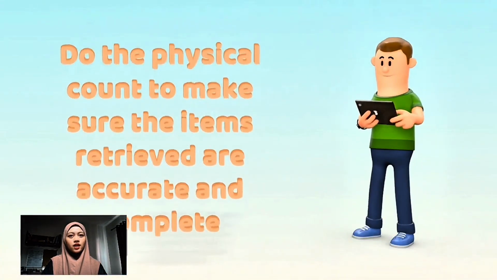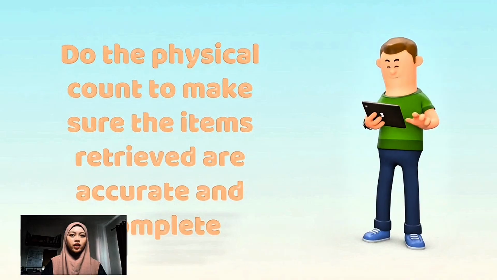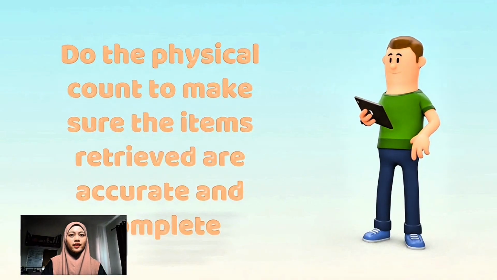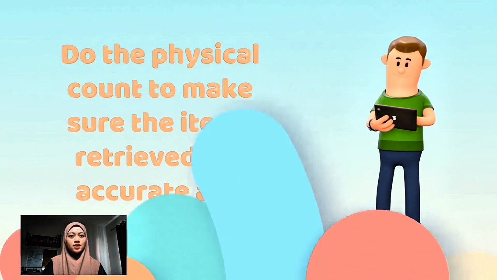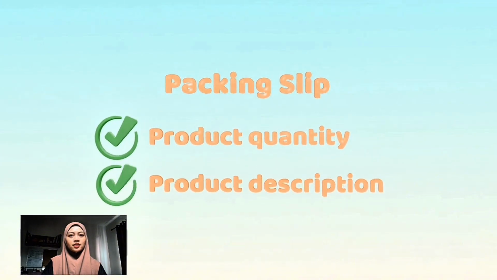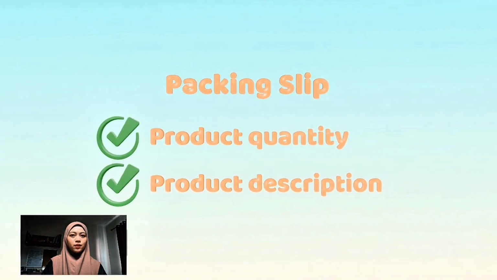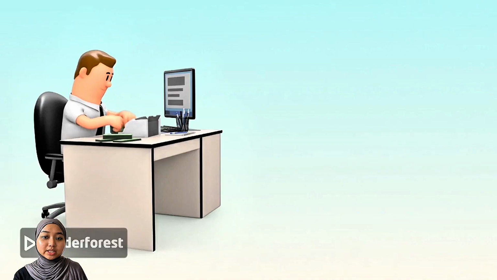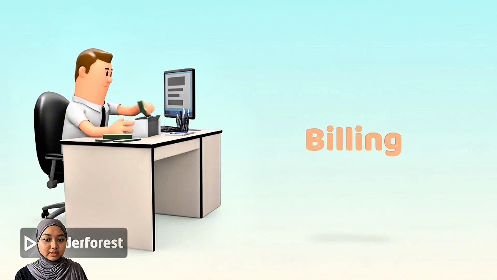Before shipping the order, the shipping clerk will do the physical count by comparing the picking ticket and the sales order data. After confirming the accuracy, the packing slip will be prepared and sent to the billing department for invoicing purposes. Moving on to the third core activity in the revenue cycle, which is billing.